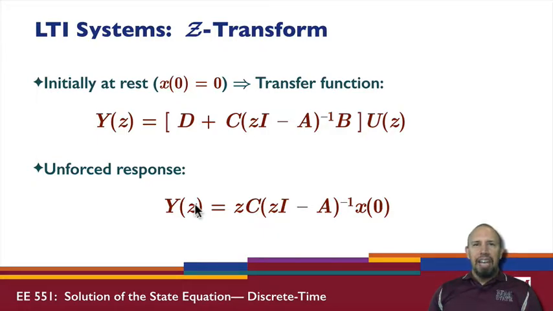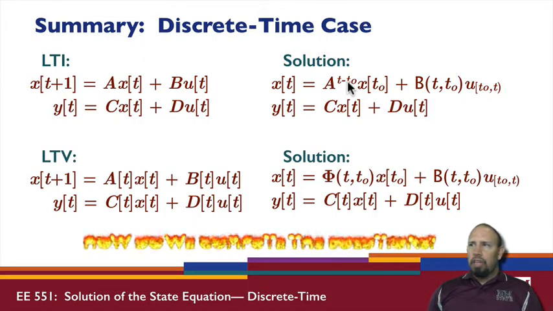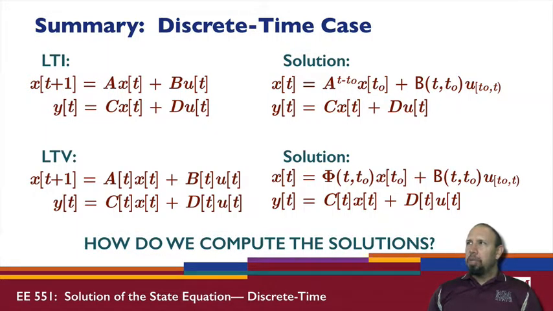So we now have analyzed this both in the time domain and in the z domain. And so in summary, we have these results. For the linear time invariant system, we have this solution. For the linear time varying system, we have this solution. And so we have an explicit form for the solution in the event that the system is time invariant. But in general, the question burns: how do we compute A to the power t minus t naught? That's a very good question. Stick around and we'll find the answer.